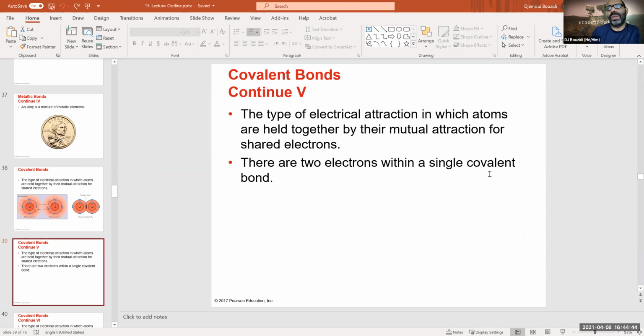So there are 2 electrons within a single covalent bond. So this is the covalent bond. It's completely opposite to the ionic bond. The ionic bond has a donor and an acceptor. In the case of covalent bond, there is none. Both of them have the same affinity for their electrons.